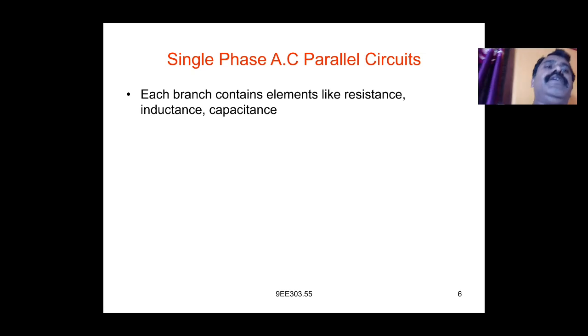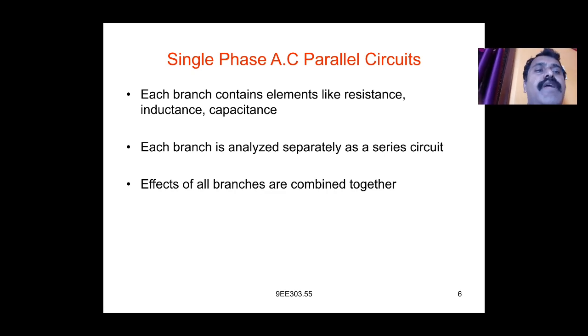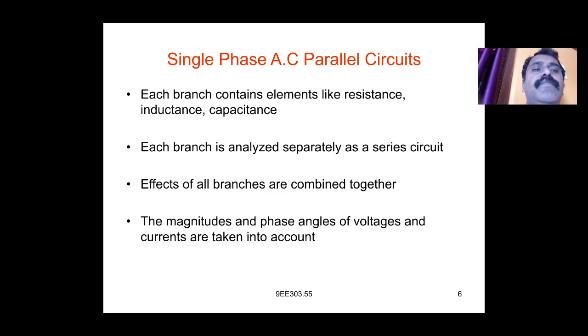Each branch contains elements like resistance, inductance and capacitance. Each branch is analyzed separately as a series circuit. Then the effects of all branches are combined together. The magnitudes and phase angles of voltages and currents are taken into account.